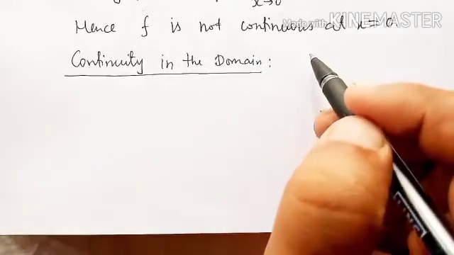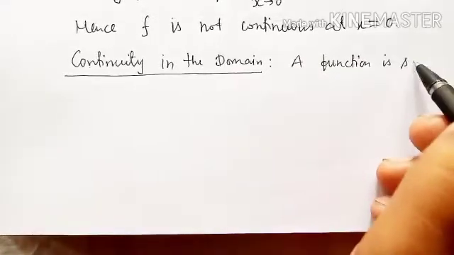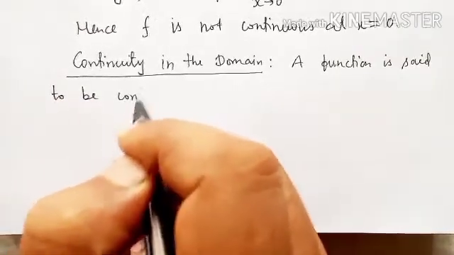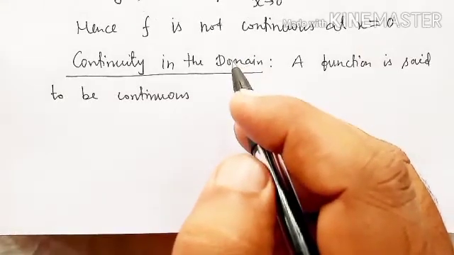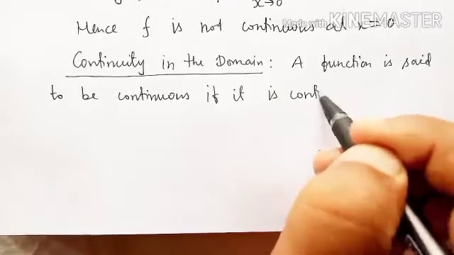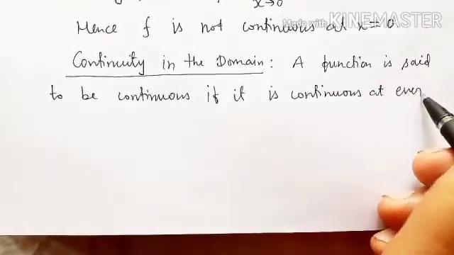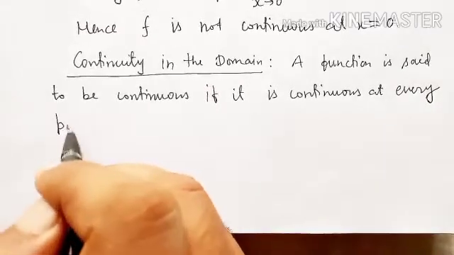A function is said to be continuous if it is continuous at every point in the domain of f.